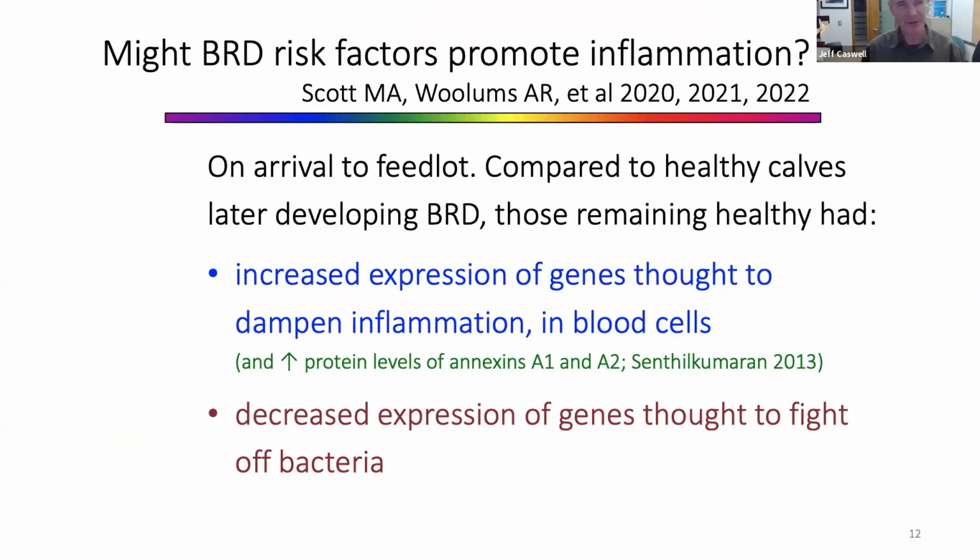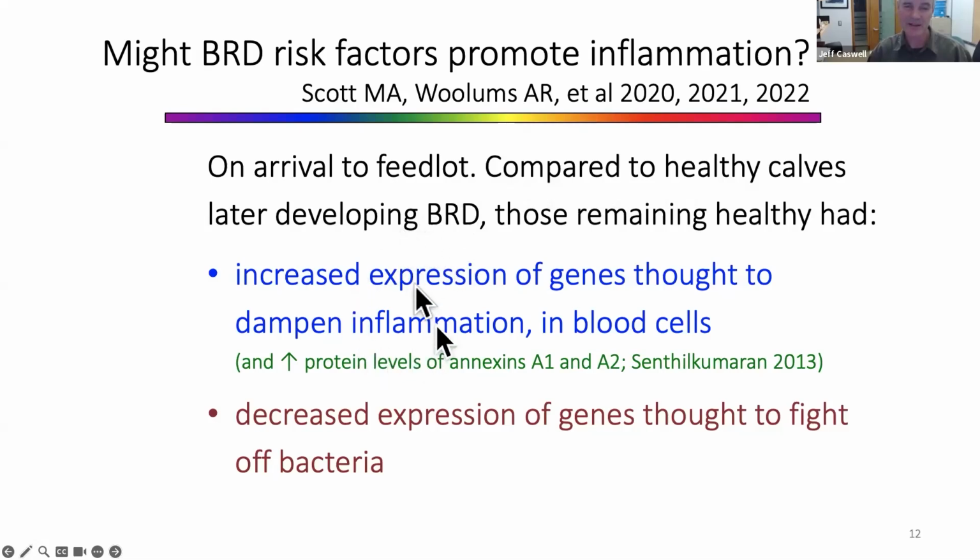After we developed some of those ideas, I presented them at a conference, and it quickly became apparent that some other people were finding things that were quite similar. So Matthew Scott, who's now at Texas, and Amelia Willems at Mississippi State University had independently stumbled upon a similar scenario. They did a similar experiment where they brought calves into a feedlot, took samples on arrival, and then compared calves that remained healthy versus calves that later developed bovine respiratory disease.